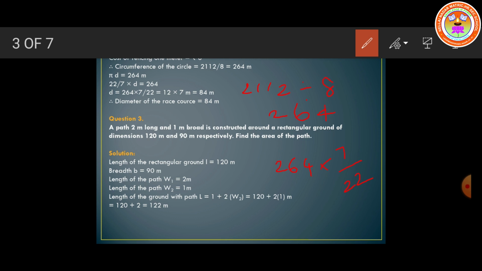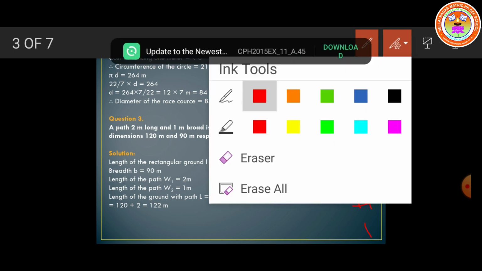Using the 2 table: 2 ones are 2, 2 threes are 6, 2 twos are 4. Here 2 ones are 2, 2 ones are 2. Then using the 11 table, 11 ones are 11, 11 ones are 11, 13 balance. 13 minus 11, 2 only, 22. So how many times? 2 times. 2 elevens are 22. But 12 into 7, how much? 12 sevens are 84 meter. Therefore, the diameter of the race course is equal to 84 meter. Can you understand all of you? Yes.